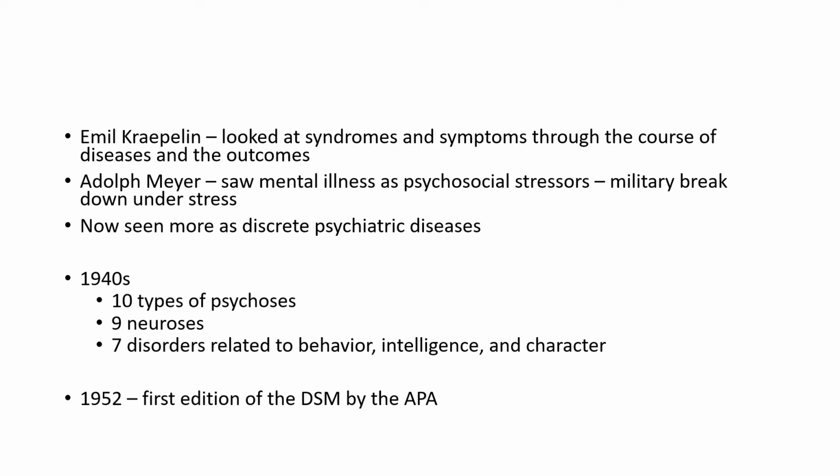In the 1940s, there were 10 types of psychosis, 9 neuroses, and 7 disorders related to behavior, intelligence, and character. And around that time, in 1952, the first edition of the DSM came out. You can see that people started to learn how to put things in a list, right? And relate things to each other. And that is all the foundation to when the first DSM was created by the APA in 1952.